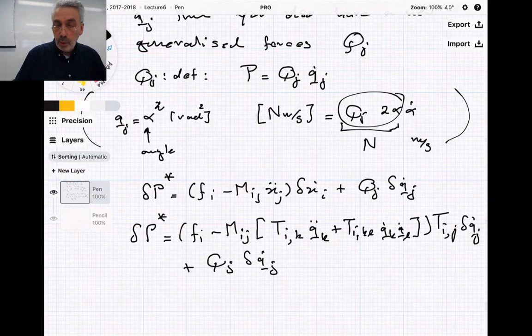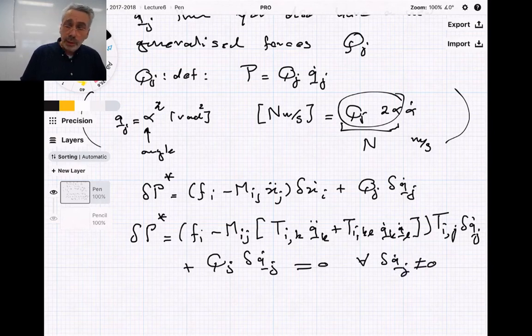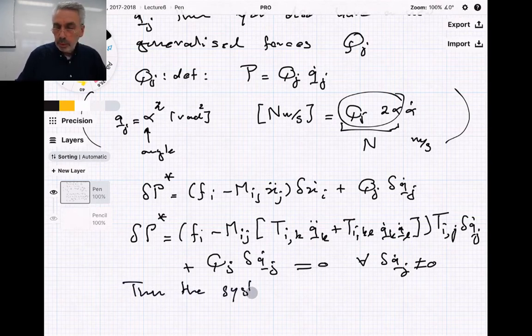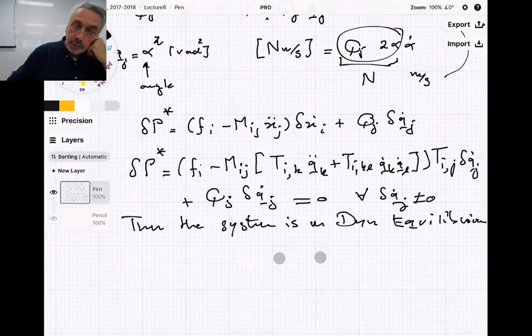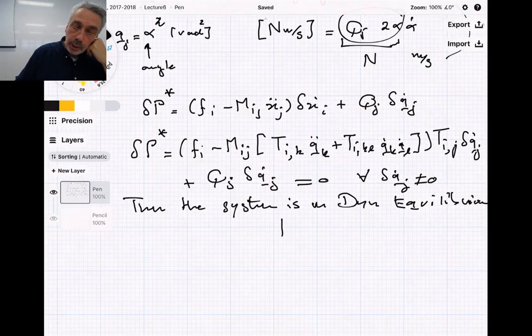And this, well, for dynamic equilibrium, we say this should be 0 for all those virtual velocities which are non-zero. If that's the case, then the system is in dynamic equilibrium. That's our statement. And dynamic equilibrium means we get the equations of motion. So finally, since this is for these arbitrary delta q dot j, we get j equations.